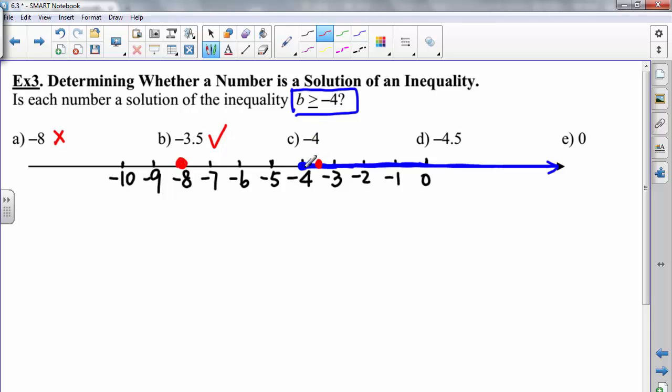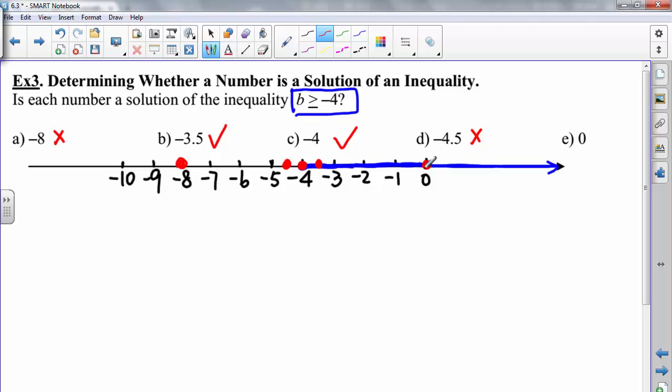-4. -4 is on the left bound of this blue region, and -4 is included in this inequality as well. So we say -4 is a solution of this inequality. -4.5. -4.5 is halfway between -5 and -4. This time the red dot is not in the blue region. This demonstrates that -4.5 is not a solution of this inequality.